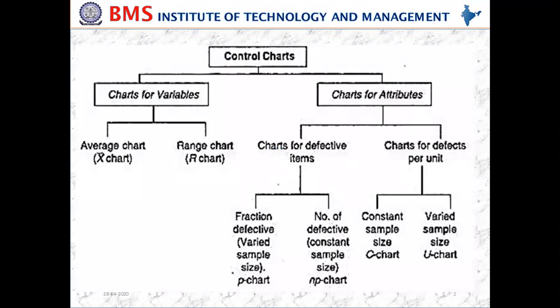Control charts are classified into two types: control charts for variables and control charts for attributes. We have to discuss the average chart and the range chart, and then control charts for attributes. There are charts for defective items as well as charts for defects per unit. The charts for defective items are called the P chart and NP chart, and the charts for defects per unit are called the C and U charts. These are the charts we are going to discuss under control charts for attributes.